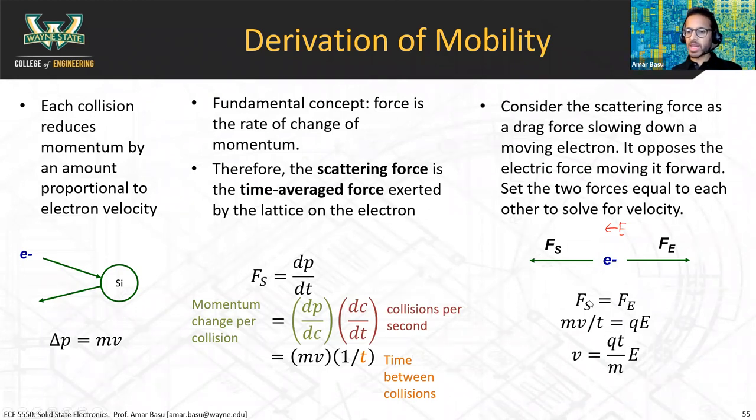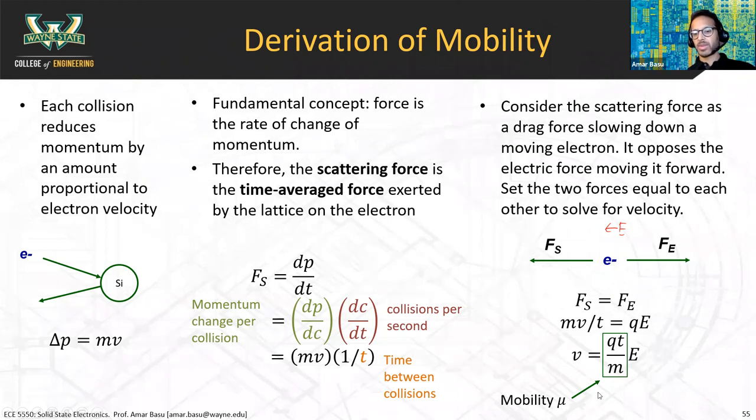So we set scattering force equal to the electric force. Mv over t is the scattering force. qE is the electric force. This is something that we covered in module 2. And so from here, we can solve for the terminal velocity. The velocity is equal to qt over m times the electric field. Well, guess what? This is the mobility term here. Remember before we said velocity is equal to mobility times the electric field. So qt over m is the mobility.